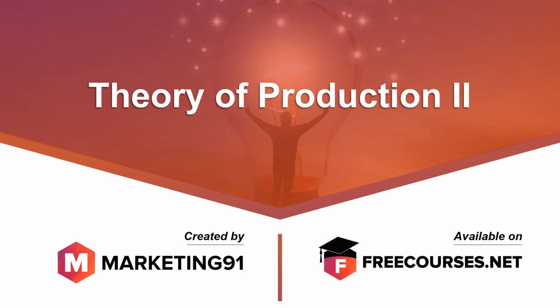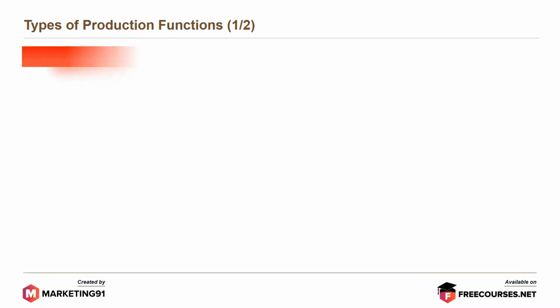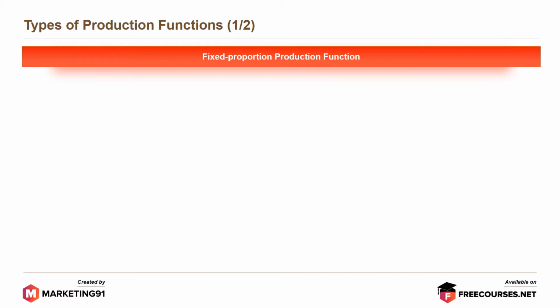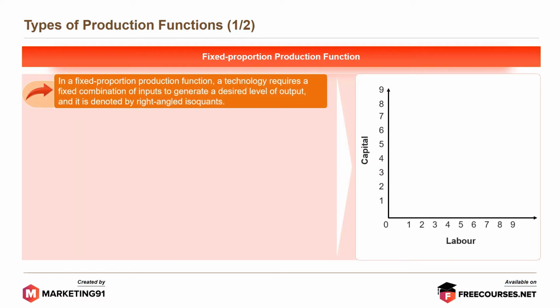In this video, we are going to cover the topic on theory of production part 2. Let's start with types of production function. First, fixed proportion production function. In a fixed proportion production function, a technology requires a fixed combination of inputs to generate a desired level of output, and it is denoted by right angle isoquants.